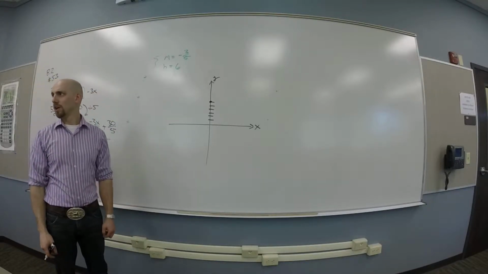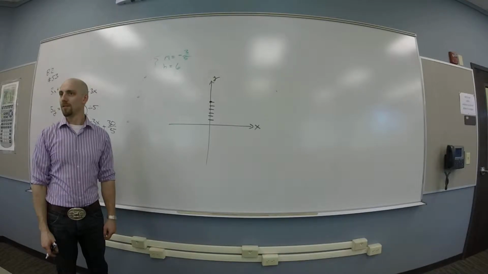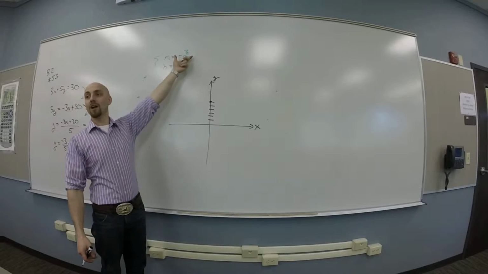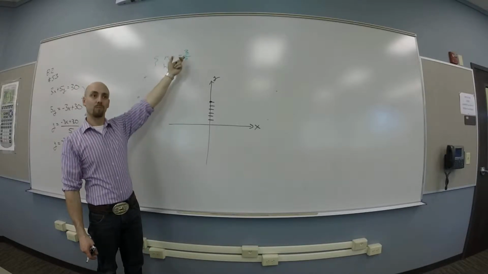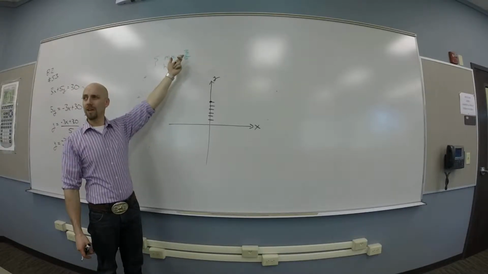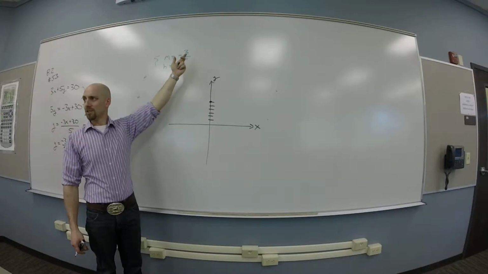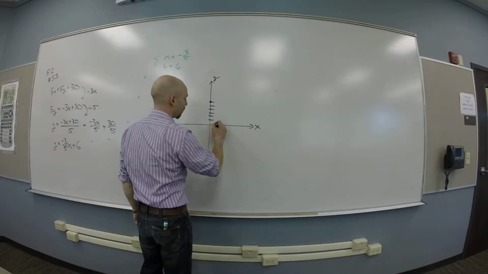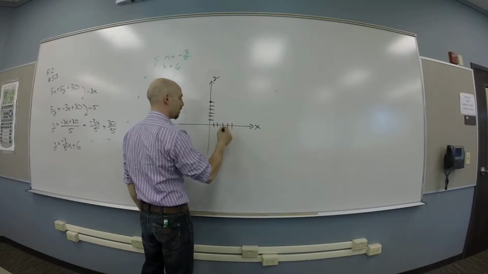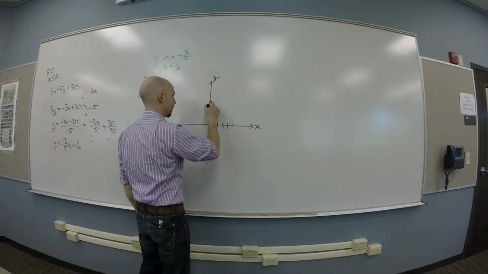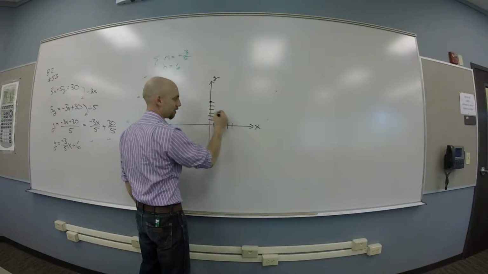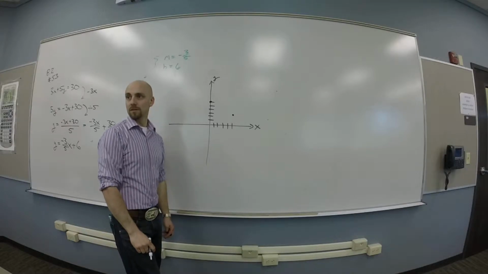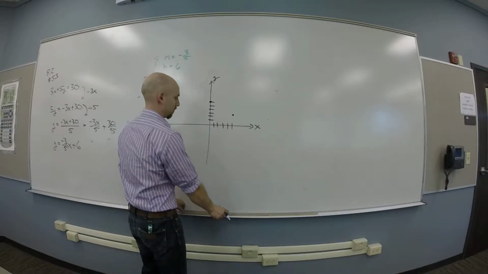Why'd you go down 3? Negative. You guys all see that? So this is rise over run, right? So I've got 3 negative rise, which means down instead of up, and a run of 5. So I go 1, 2, 3, 4, 5 over, and 1, 2, 3 down. Yep. Connect your line.